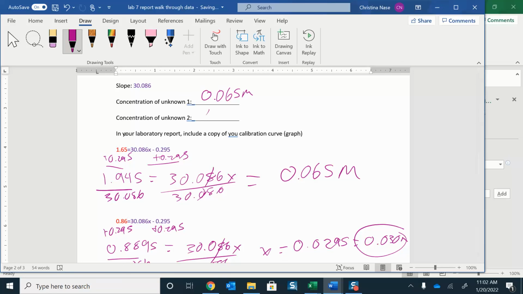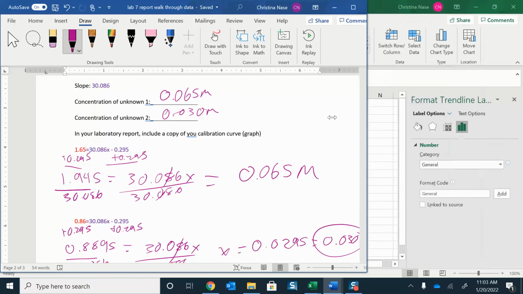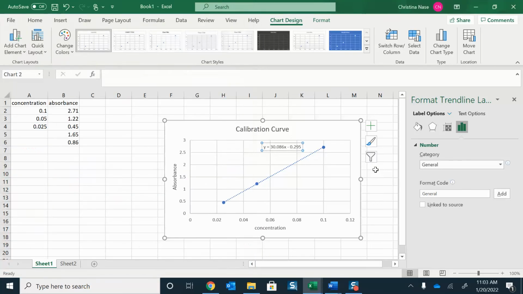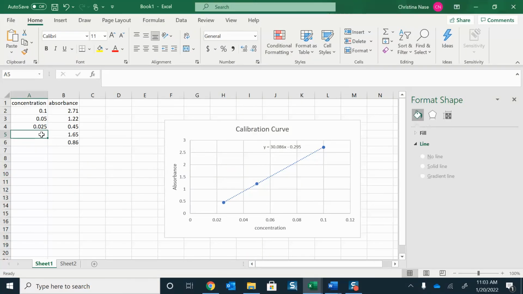Here we go, 0.030 molar. A couple things to note. So because my intercept here was a negative, that's why I added on both sides. If yours was a positive, then you would subtract on both sides. And now let's just check our work to see if that even makes any sense when we look at our graph. So for this one, we got a concentration of 0.065, and this one we got a concentration of 0.030.